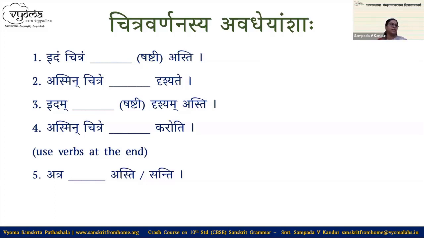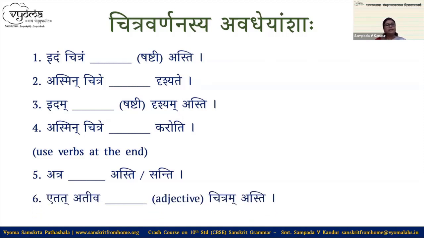Atra dash asti or santi. If it is one, asti; if it is two, staha; if it is more, it is santi. So atra dash asti or asmin chitre dash asti, asmin chitre dash staha, asmin chitre dash santi or atra dash santi. This is the simplest form of sentence which you can use at any moment if you are not understanding words from the Manjusha. So this can be used.